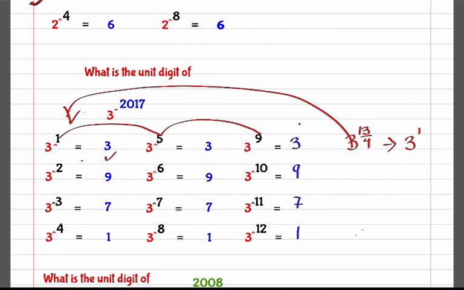In short, any number that is given to you, and I am asking you what is the unit digit of 3 raised to 2017. What will you do? Divide 2017 by 4. Why? Because 3 has a cyclicity of 4. Check the remainder for it. Last two digits, 17 by 4. The remainder is 1. If the remainder is 1, this is similar to 3 raised to 1. 3 raised to 1 ends in a 3, so this number will also end in a 3.